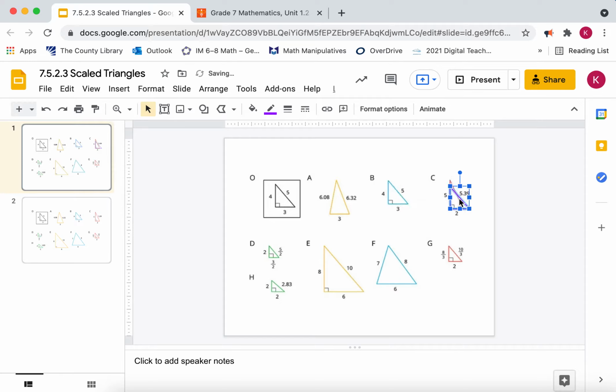And if I match this one up here, I can see that the triangle C is taller on one side but shorter on another. So those can't be scaled copies. So C is definitely not a scaled copy.